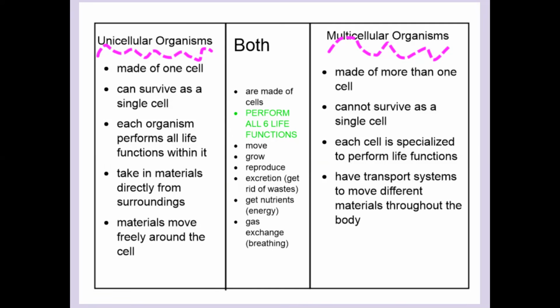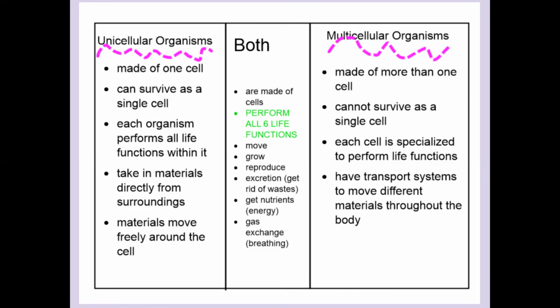Right-hand side, multicellular organisms. They're made up of many cells. They are not able to survive as a single cell because each cell has a specialized function. Your nose cells have a specialized function. Your eye cells have a specialized function. Your eye cells can't do the same thing that your nose cells do. Then they also have transport systems to move different materials throughout the body.